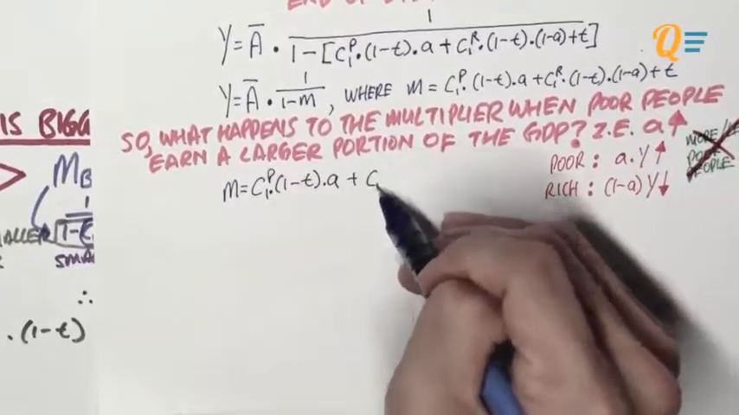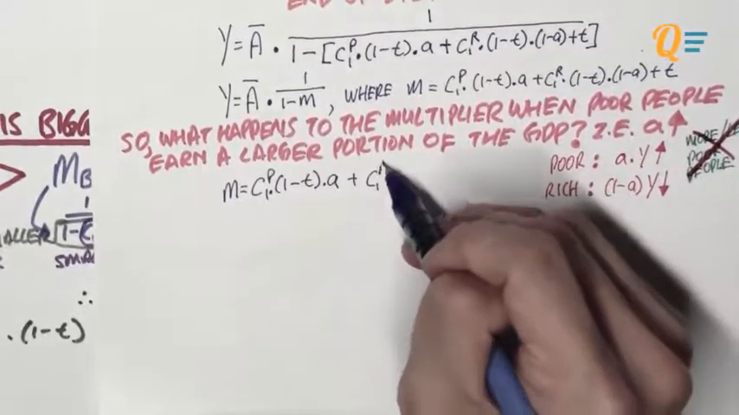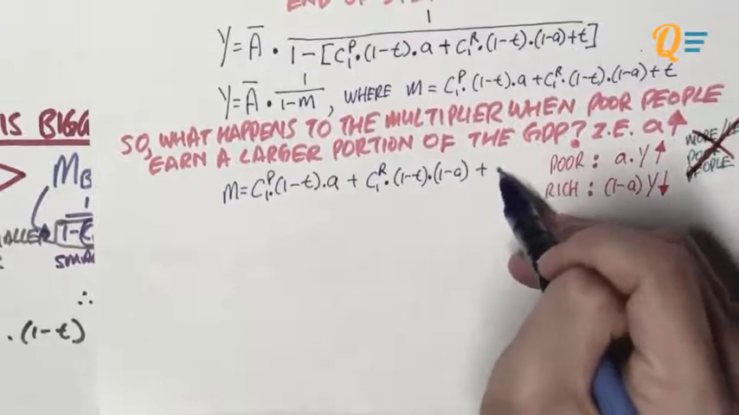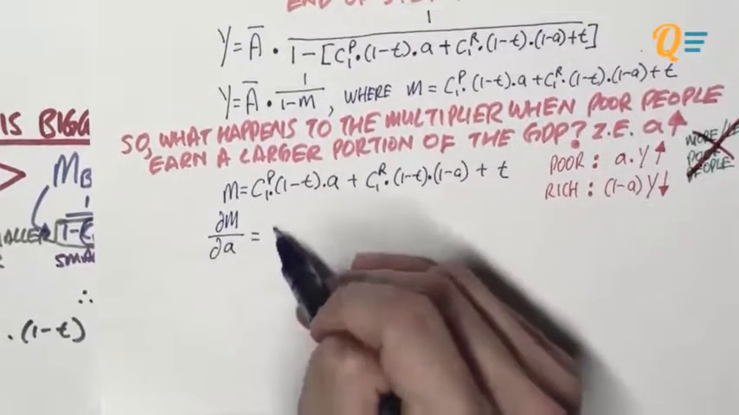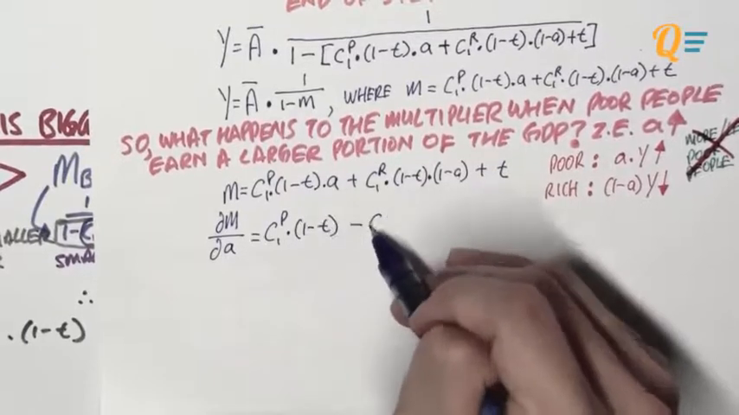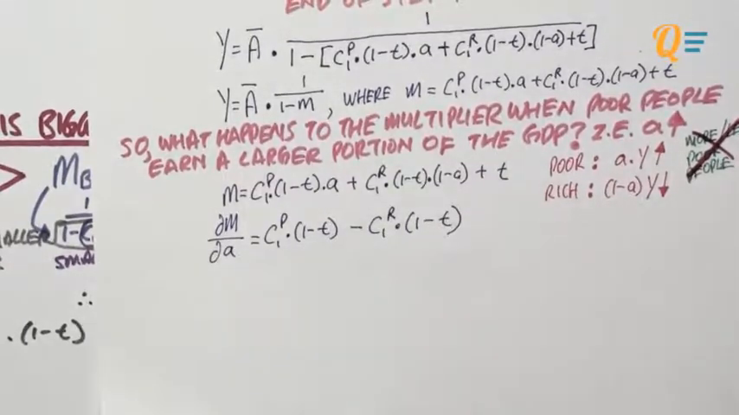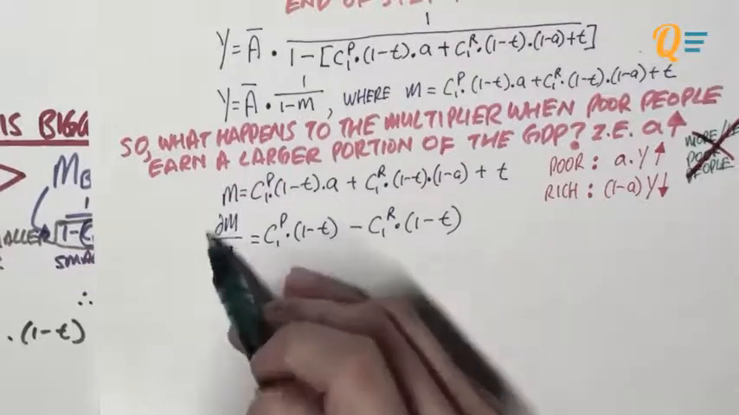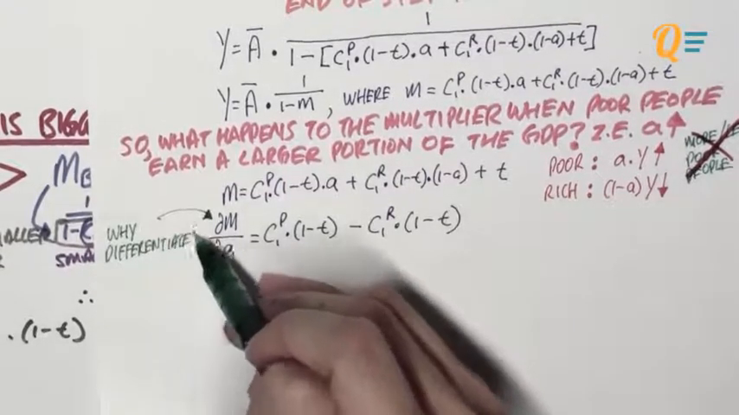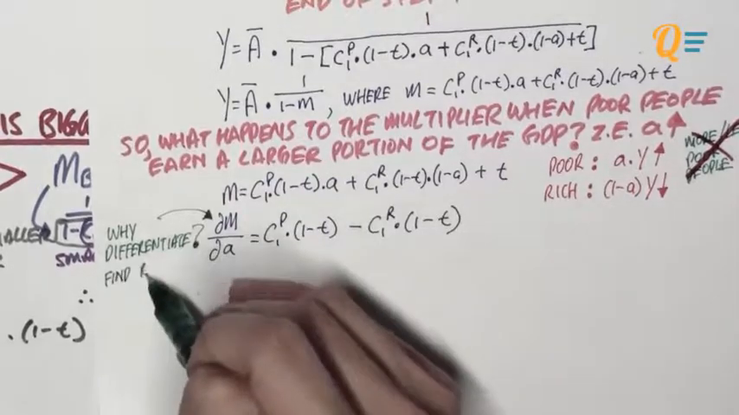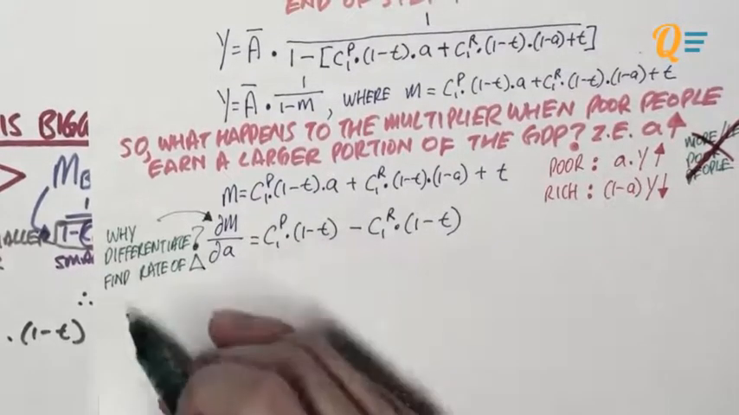So let's take a look at M, where M represents all these chunks of algebra over here. Okay, so what we're going to do is differentiate M with respect to alpha, and I'm going to get this bunch of stuff. So you might be asking me now, why are we going to differentiate M? Why do we have to do that? Well, the answer is simple. That's because we want to find the rate of change.